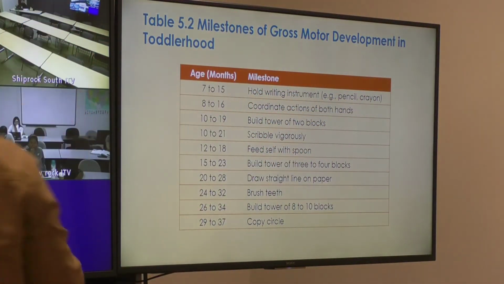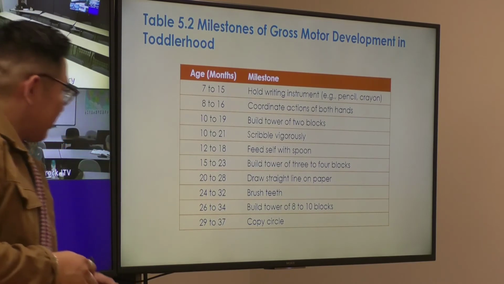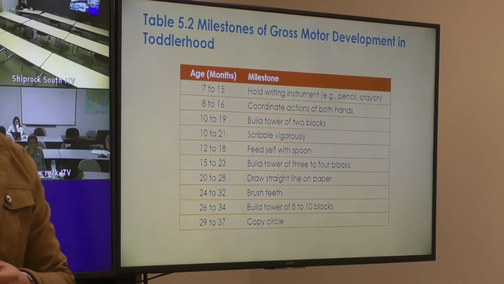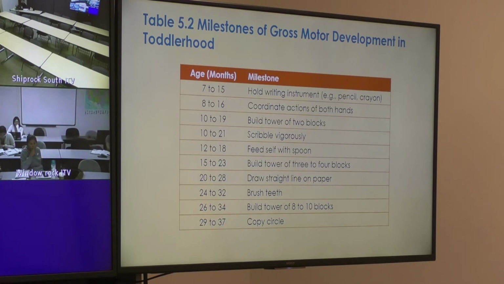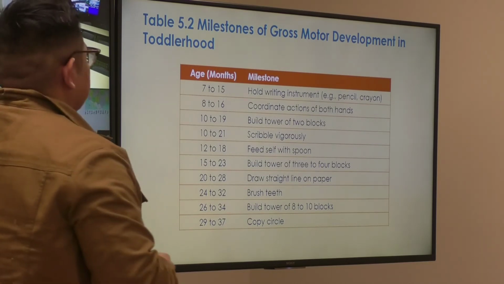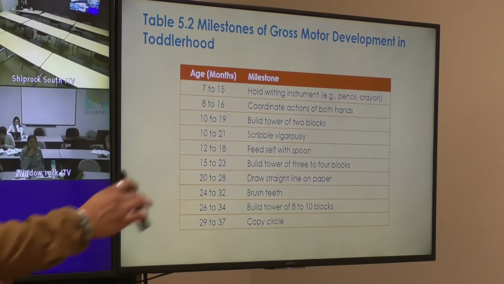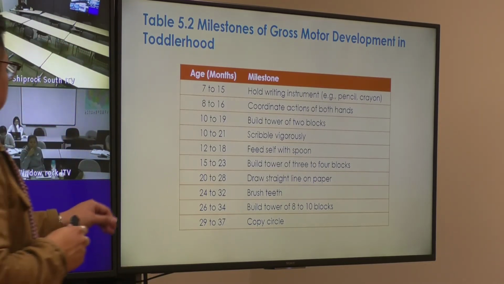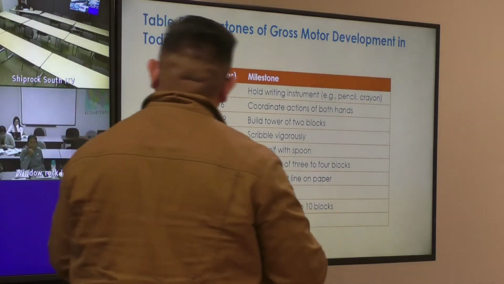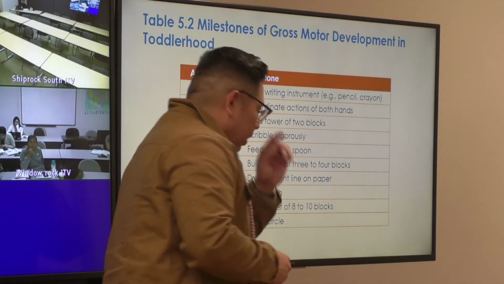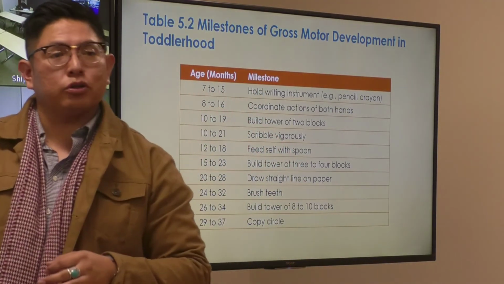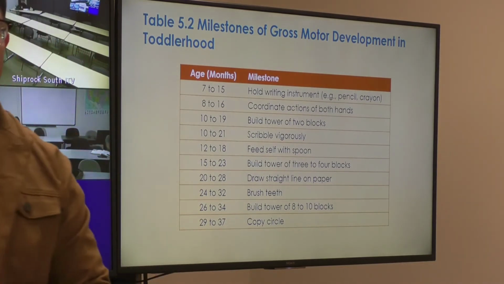They're building towers of 2 blocks, scribbling vigorously, and feeding themselves with spoons. They build towers of 3 to 4 blocks. At 20 to 28 months, you're looking at drawing straight lines on paper. Within that, they're learning how to brush their teeth. They're building towers of 8 to 10 blocks, and they're being able to copy circles.